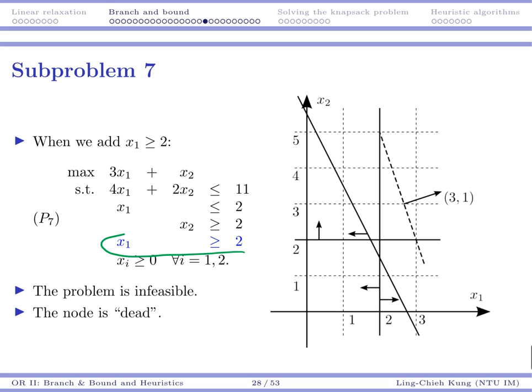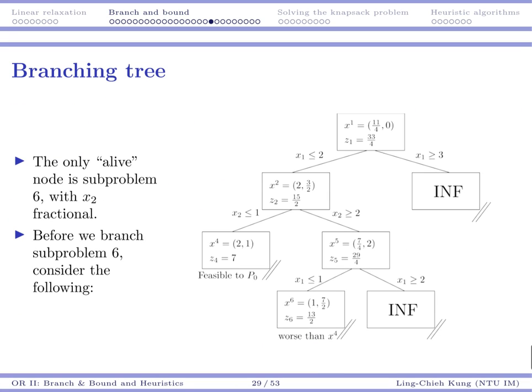Or if we add x1 greater than or equal to 2, then we see that we again have an infeasible problem. Because if your x1 is less than or equal to 2 and greater than or equal to 2, x1 must be 2. But then, as long as you also have x2 no less than 2, you are going to have an infeasible solution. So this node, again, is dead. Putting information back, this is done, and also this is done.